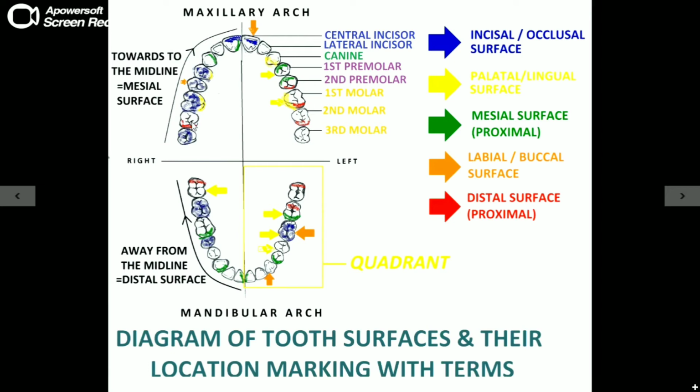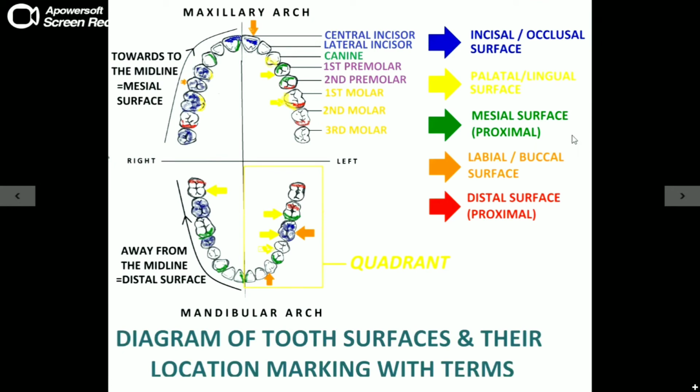In the case of posterior teeth, the surface facing towards the cheeks, meaning this surface. In the case of mandibular teeth, this surface facing towards the cheeks we call the buccal surface, and we refer to both the labial and buccal surfaces as the facial surface.